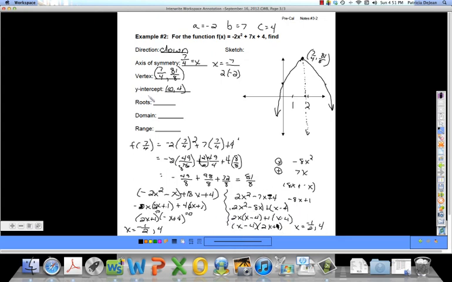But at any rate, we found out that our roots were negative 1/2, 0, and 4, 0. The domain in a quadratic is all real all the time, or from negative infinity to positive infinity. And the range, now it goes from the top down. So the lowest value is negative infinity. You always put the lowest first, and it goes up to 81/8 is your range. And it includes the 81/8, so you have a square bracket there.